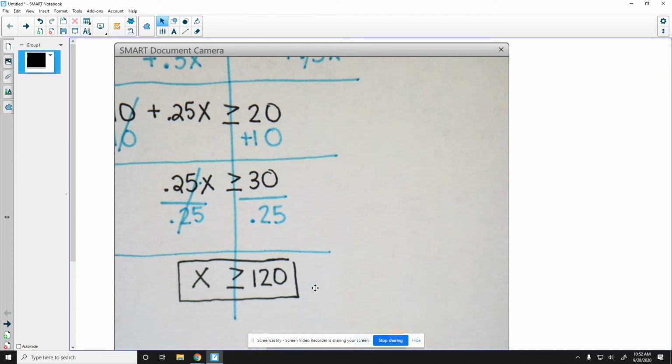Okay. That takes a long time. I know. I get it. We're only going to do 2 questions together. And then you can finish the other 4 by yourself after you get caught up in Ingenuity and after you get caught up in Schoology.